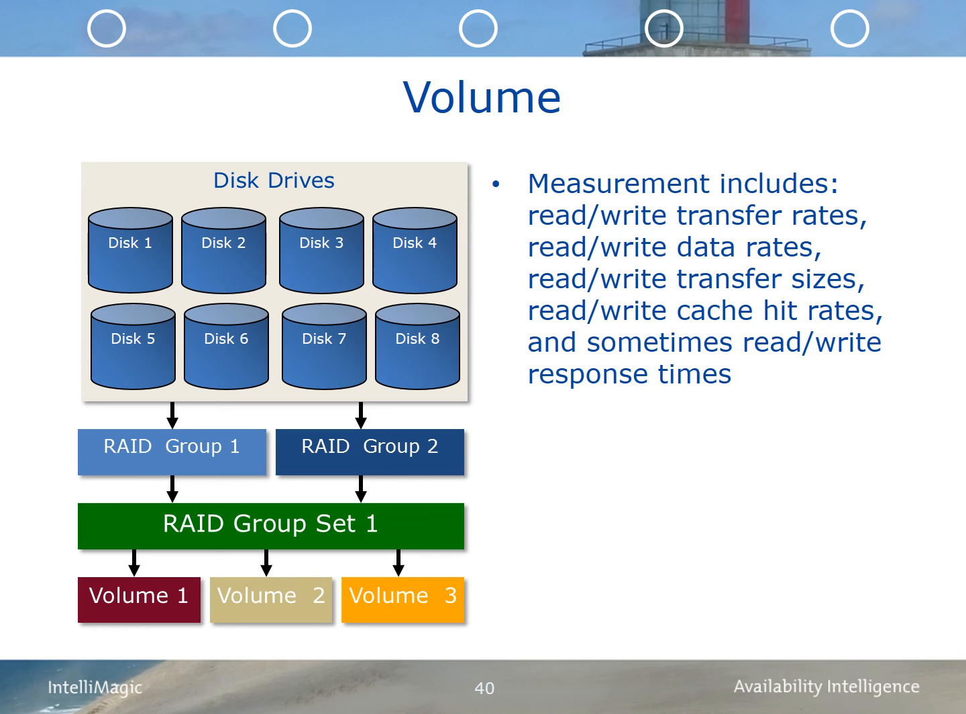And for the volumes, we can actually get things like read and write transfer sizes and rates and the cache hits. Sometimes we can get information about the replication response time, depending on the platform. So these are all helpful in understanding if there's particular subsets of volumes that have poor performance characteristics, or if they have workloads that are significantly higher than the rest of the volumes in the storage.